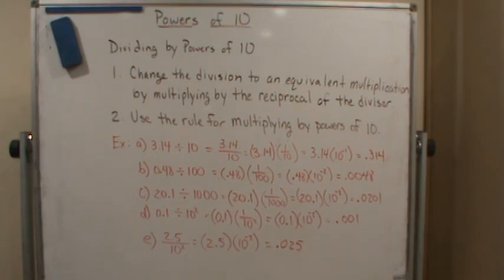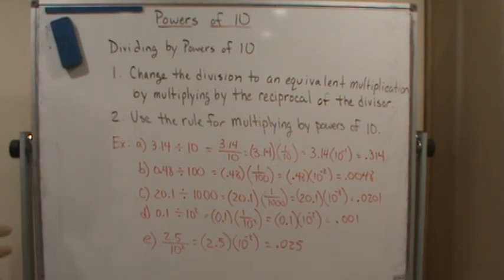Okay? So again, I hope this starts to make sense. Practice this, but it's pretty straightforward. Either you're multiplying by powers of 10 or you're dividing by powers of 10. If you multiply by powers of 10, you're moving the decimal point to the right, that number of places, whatever the exponent. If you're dividing by powers of 10, you're moving the decimal point to the left, however many zeros there are, or you're looking at the negative exponent.